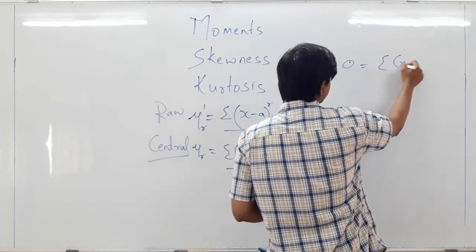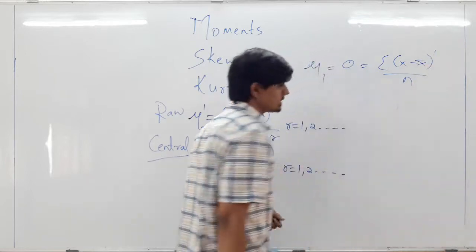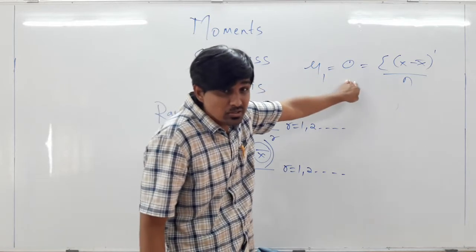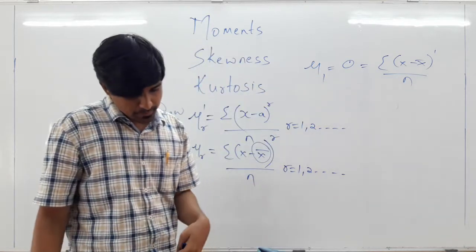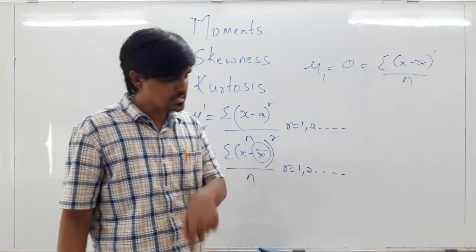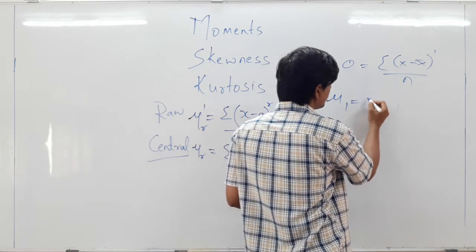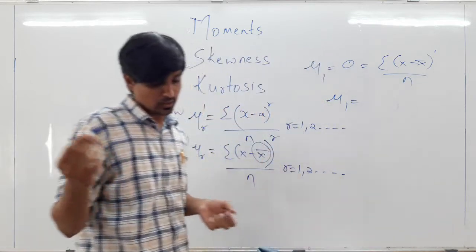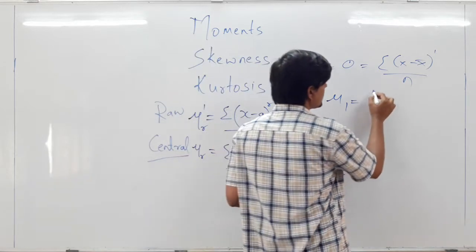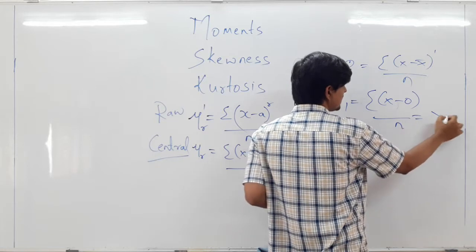That is, summation (x minus x bar) divided by n raised to 1 is always equal to 0. Then the first moment about 0 is the mean, which means summation (x minus 0) divided by n is nothing but x bar.